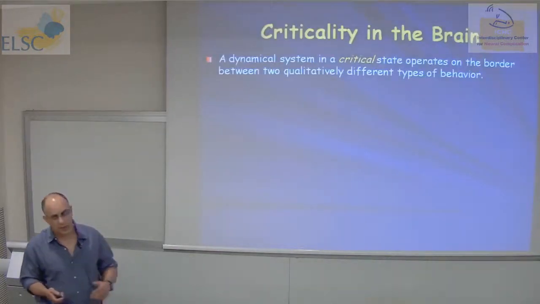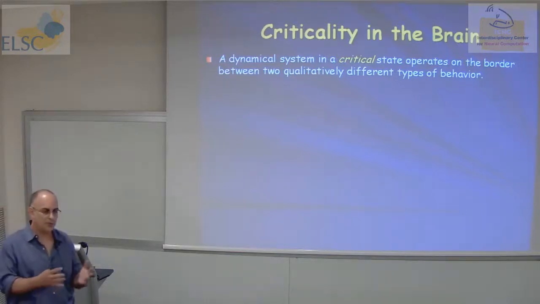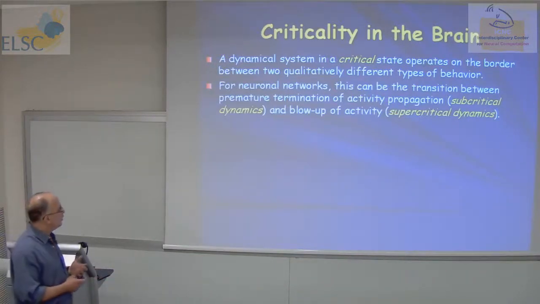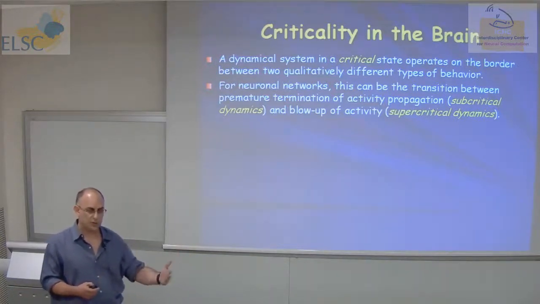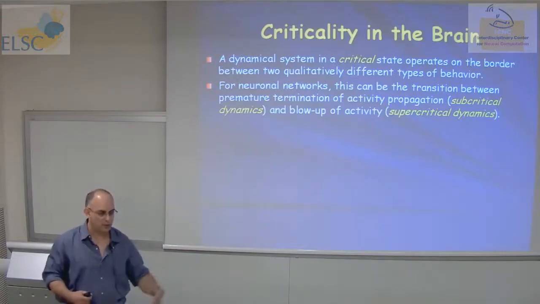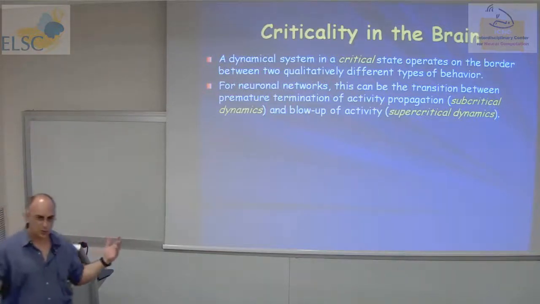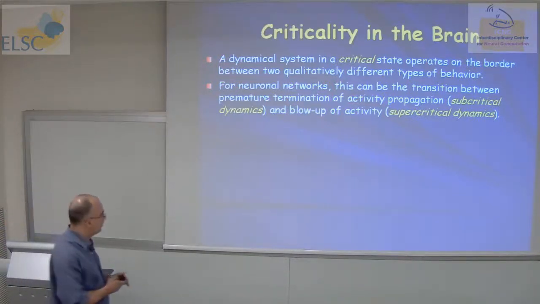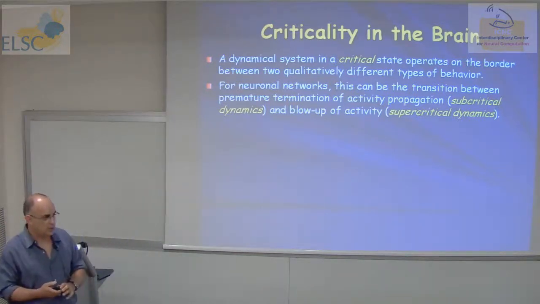So the concept of criticality applies to dynamical systems. And we say that a dynamical system is critical when it operates on the border between two different types of behavior. For instance, in the context of neuronal networks in the brain, we can talk about propagation of activity and about the transition from premature termination, when activity just dies out. You start activity, but it doesn't really propagate, to the other extreme, where activity propagates too much. It just explodes. You get exponential blow-up of activity, like an epileptic seizure. So this is one type of criticality. There are others. But this is the one which is relatively simple, and the one which we will address in this talk.